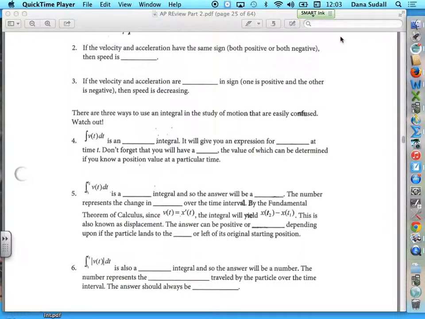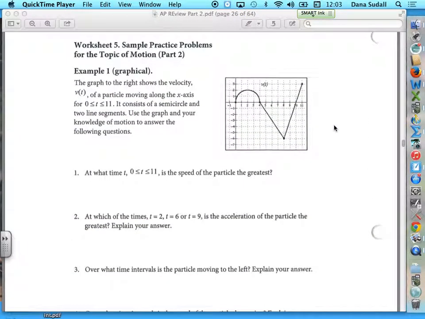And then we'll do one of these examples together, and then you're going to finish the other couple examples for homework. And these solutions are posted online for you, so you can work through them using the solutions if necessary. So they give us this graph. It shows the velocity, so it's a velocity graph, of a particle moving along the x-axis from 0 to 11. It consists of a semicircle and 2 line segments. Use the graph and your knowledge of motion to answer the following questions.